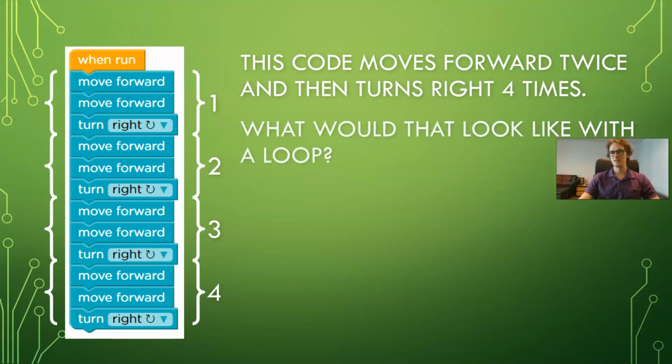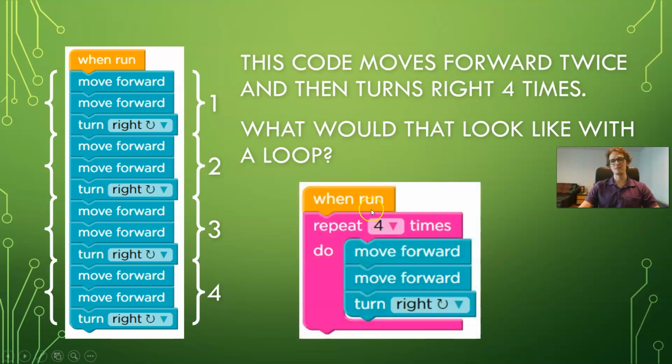Okay? What would that look like with a loop? Think about that for a second. Pause the video if you need to. And let's take a look. It's going to look like this. Okay? When run, repeat 4 times, do this. Move forward, turn right. So anytime that you see a pattern of code that repeats, you can put the repeating code in a loop, right? I hope you guys all understand that. That's what we're going to do today. It should be a little bit easier than this though.